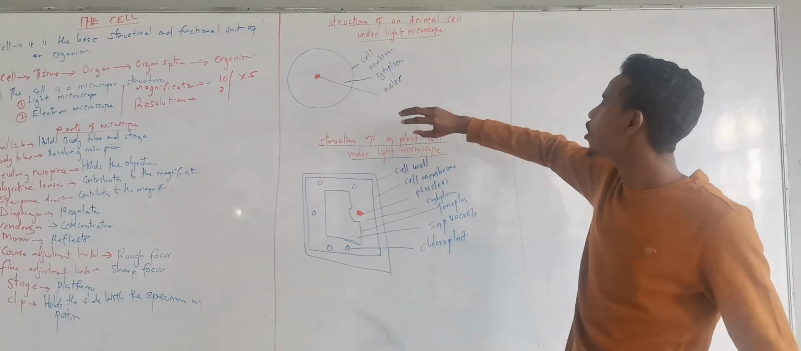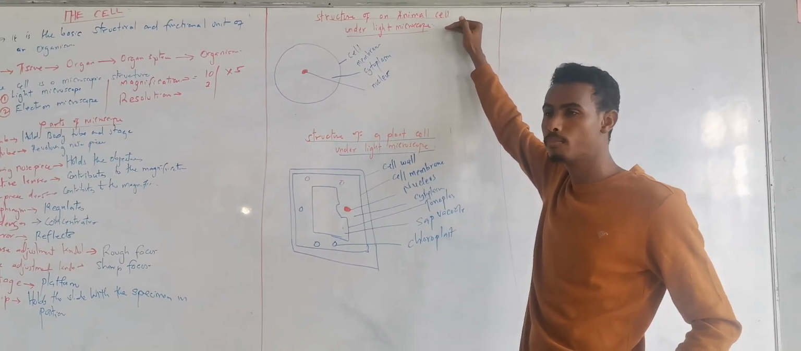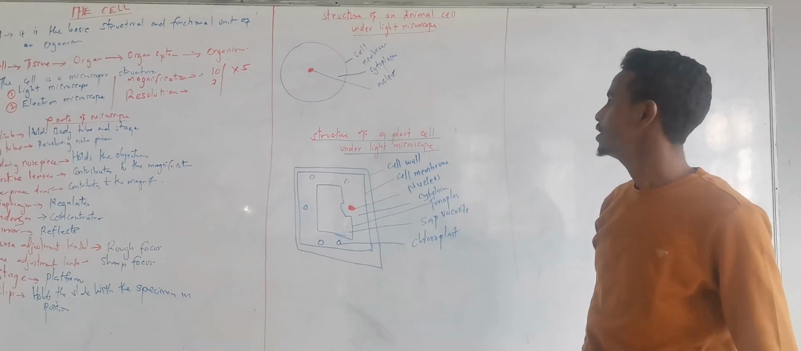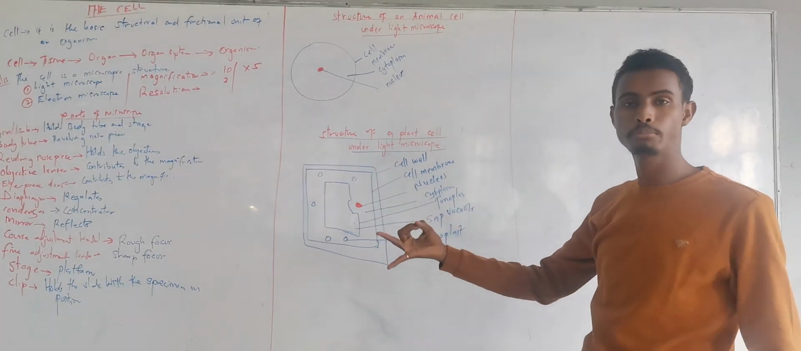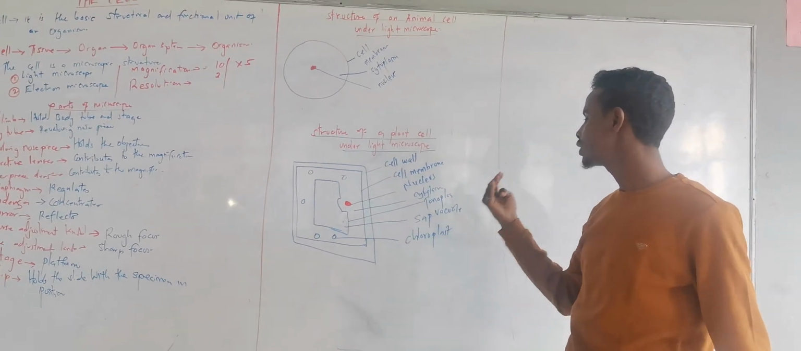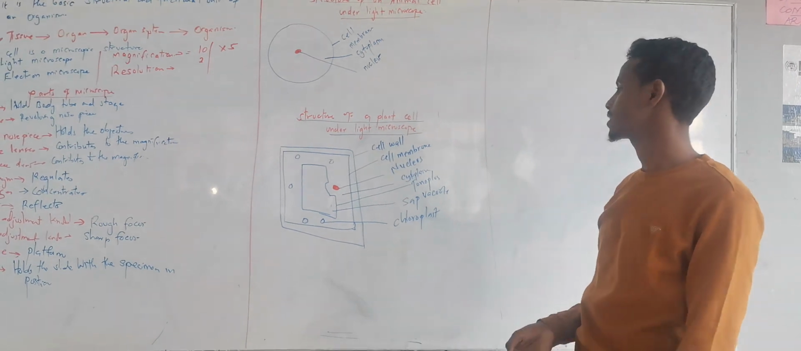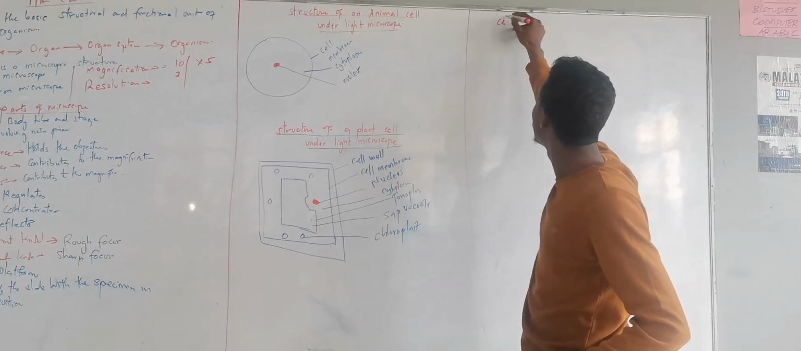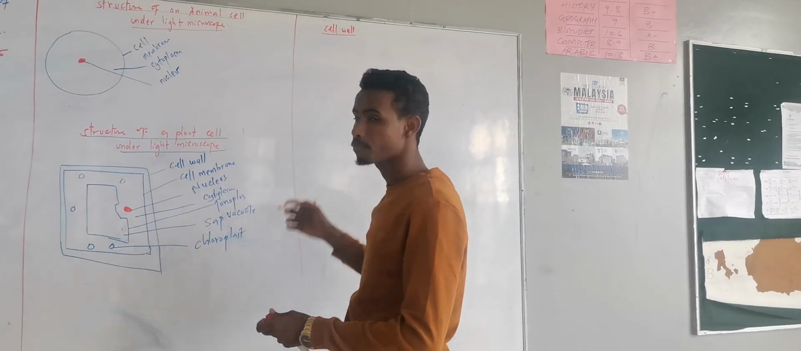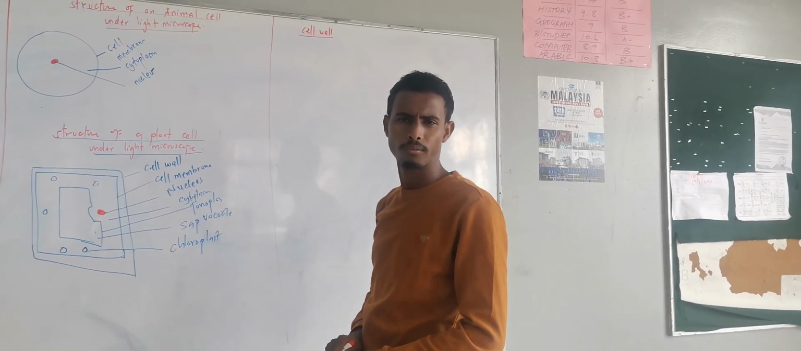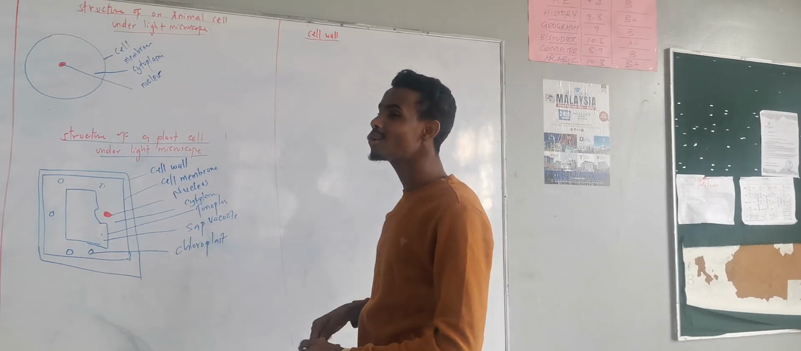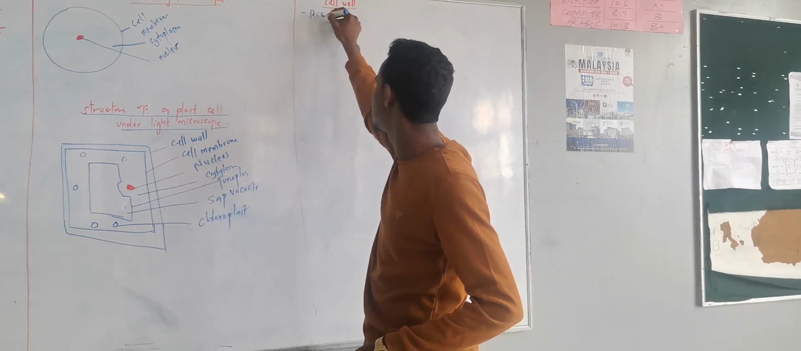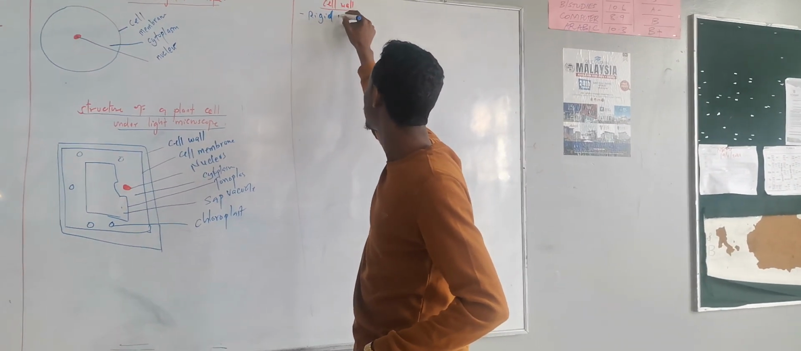Now, this is the structure of an animal cell under light microscope, and this is the structure of a plant cell under light microscope. The structures seen are the cell wall, the cell membrane, the nucleus, cytoplasm, tonoplast, sap vacuole, and chloroplast. Now let's look quickly at the function of each structure. Let's start with the cell wall. What is the composition of the cell wall and where is it located? The cell wall is the rigid outer covering in plant cells.